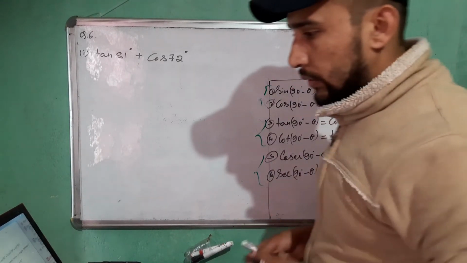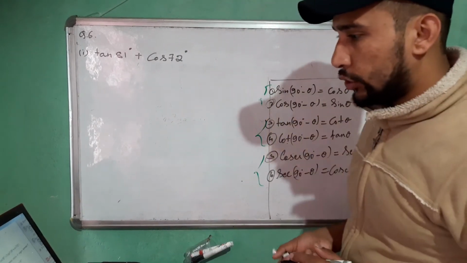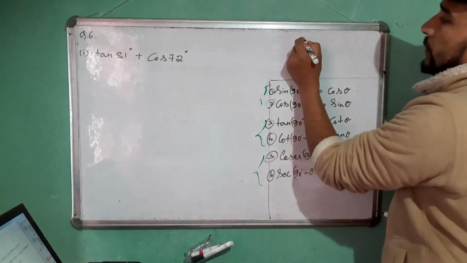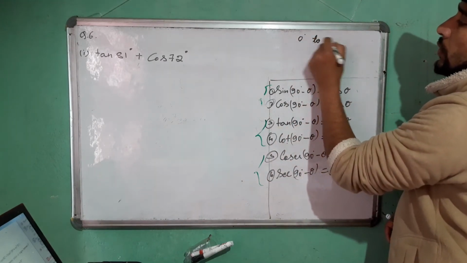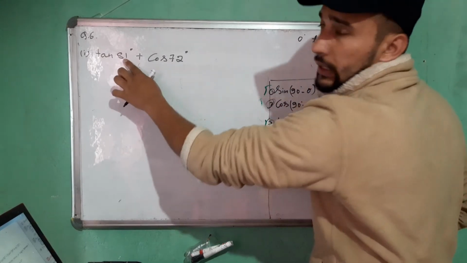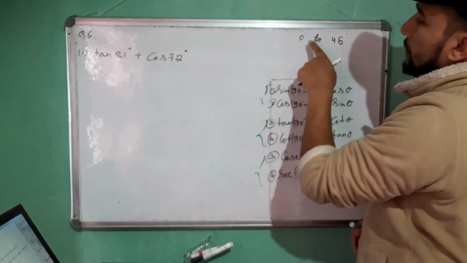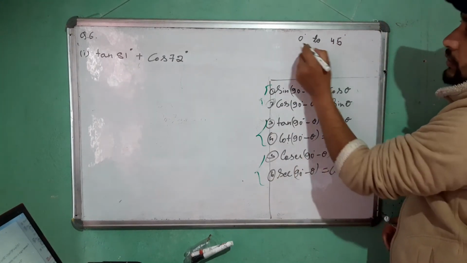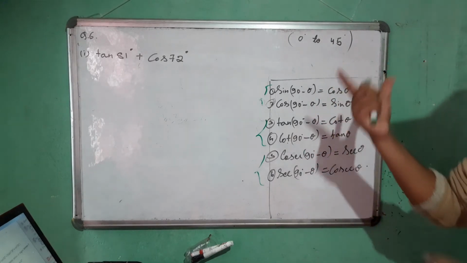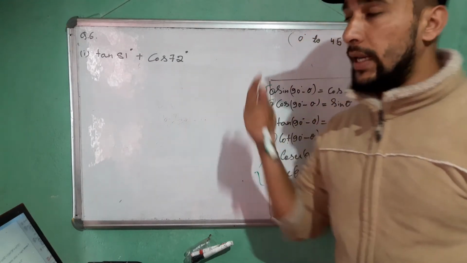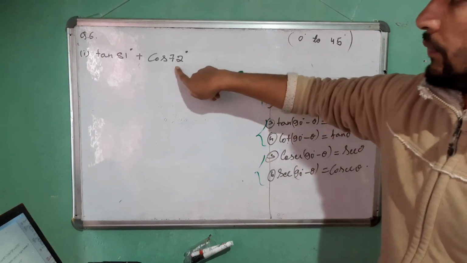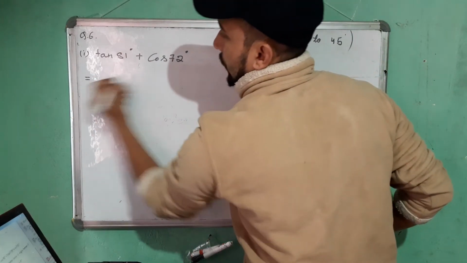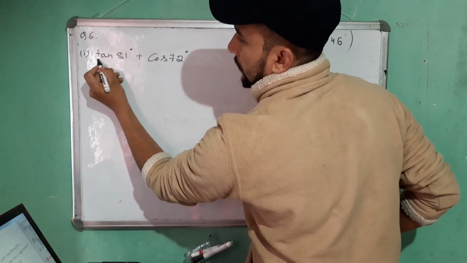Next, question number 6. Your question is, express each of the following in terms of trigonometric ratios of angles between 0 to 45 degree. Here you have 81 degree, you have to reduce this and get below 45 degree. This 72 degree should also be reduced to the range of 0 to 45 degree. It is just an expression, no need to simplify or find the value, just reduce this angle so it is less than 45 degree.